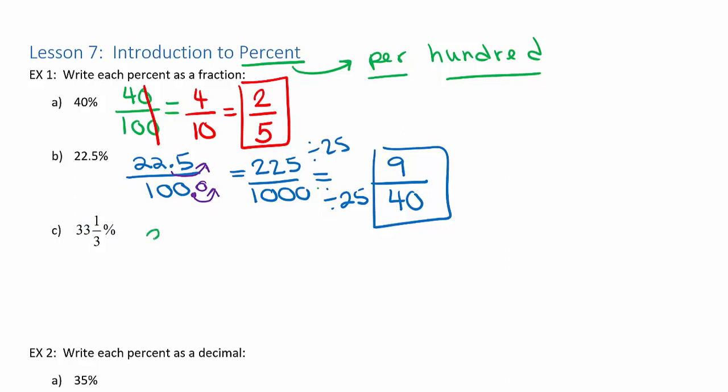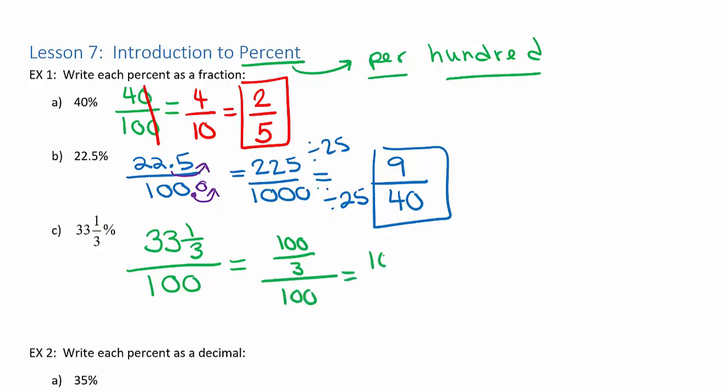Last one, 33 1/3% is 33 1/3 over 100. Now we don't want to have fractions within fractions, so I'm going to take that 33 1/3 and change it into an improper fraction. 33 times 3 is 99, plus 1 is 100. So I've got 100/3 over 100. That fraction bar means division. This is the same thing as 100/3 divided by 100.